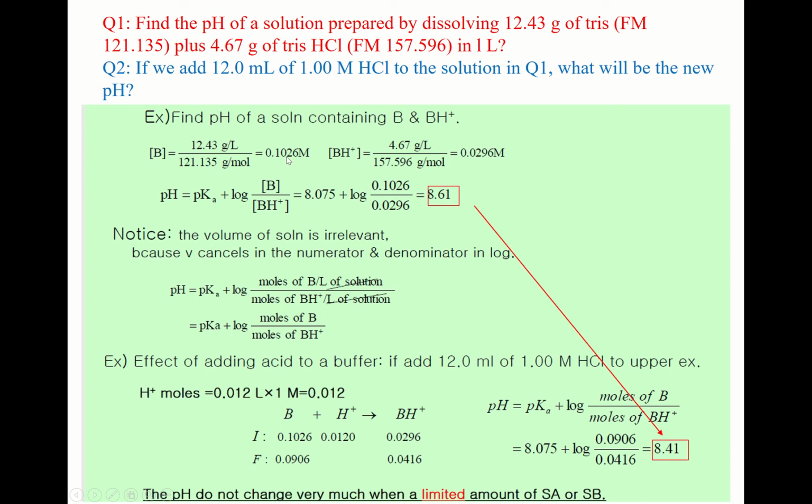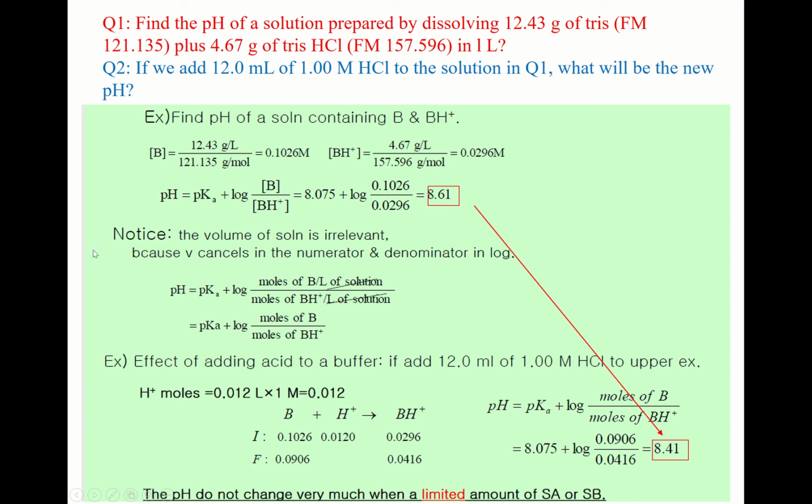0.1026 mole. If we divide by the solution volume, this is molarity. But actually, you don't need to worry about the volume. Likewise, you calculate the moles of BH+ form. You added this amount of BH+ and then divide by this formula mass. Then you apply this Henderson-Hasselbalch equation, and then you got 8.61.